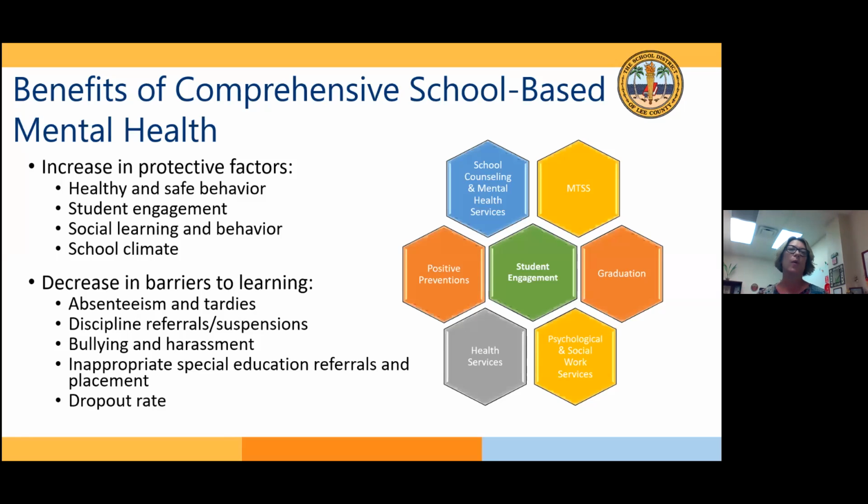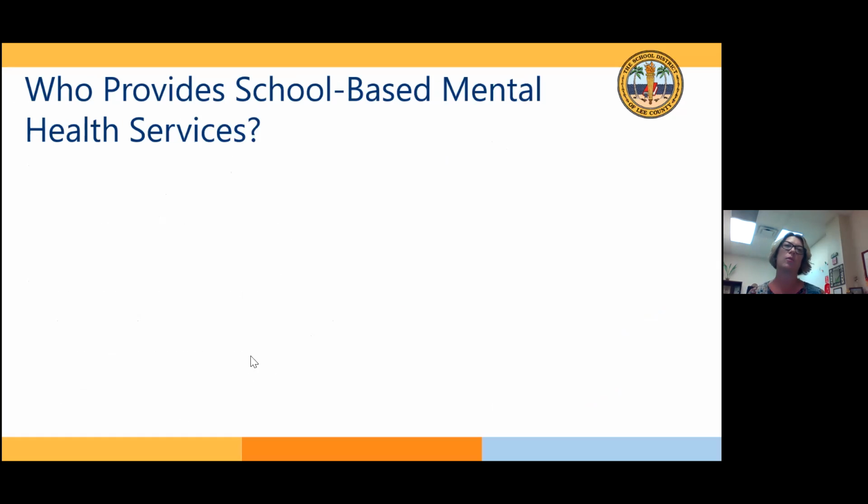So you've probably seen this before. We always want to encourage healthy and safe behavior. Student engagement is critical. Social learning and behavior helps them get along with others and like and be liked. Of course, all of this has to occur in a positive school climate that encourages students to want to come to school, where they feel safe and free from harassment, teasing, and any other type of things that may impact their self-esteem negatively. When we work on all of these protective factors, we decrease our tardies and absences, our discipline issues, our inappropriate behaviors, and we decrease our dropout rate and our inappropriate referrals to special education, thereby increasing the graduation rate for on-time graduation.